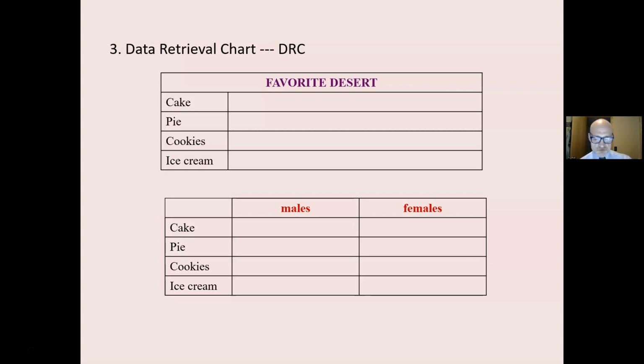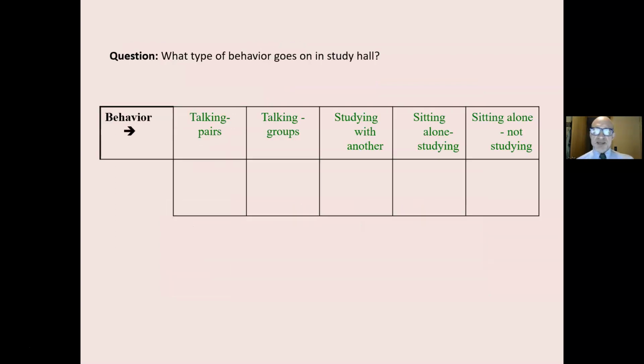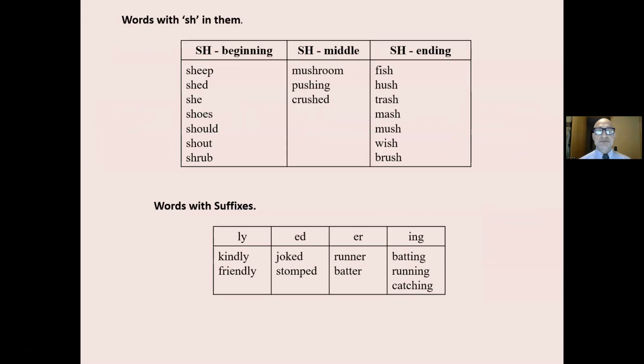We create structure by giving students the data retrieval chart initially. Thinking moves from outside to in. Eventually, they are able to create their own data retrieval charts. What type of behavior goes on in study hall? Data retrieval chart, tally mark, gather data, organize data, communicate data.